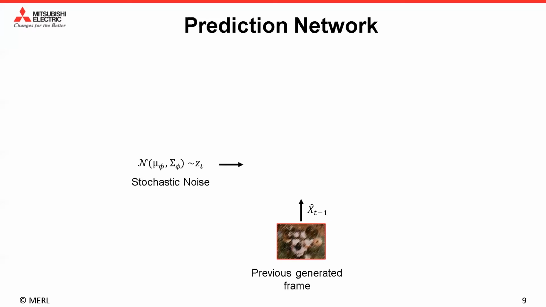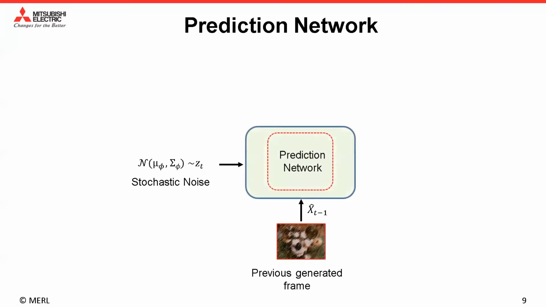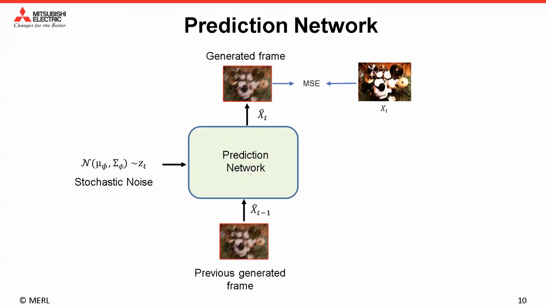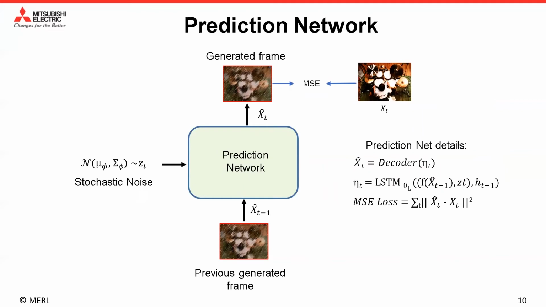Let us now delve into the details of the prediction network. The prediction network takes as input the previous frame and a stochastic noise vector Zt sampled from an appropriate distribution. With these inputs, it generates a prediction of the current frame. This estimated frame is then compared against the ground truth by a mean squared error loss. We implement the prediction network using an LSTM followed by a stack of deconvolution layers, the mathematical representation of which is now shown.